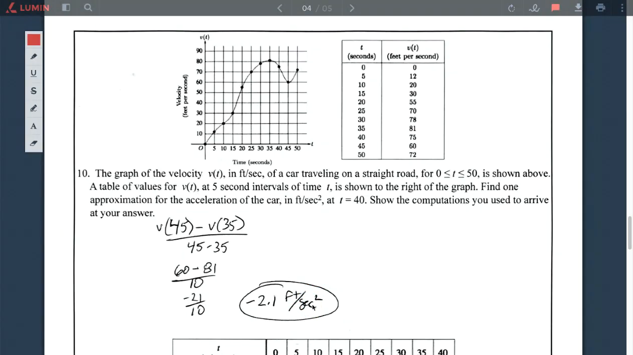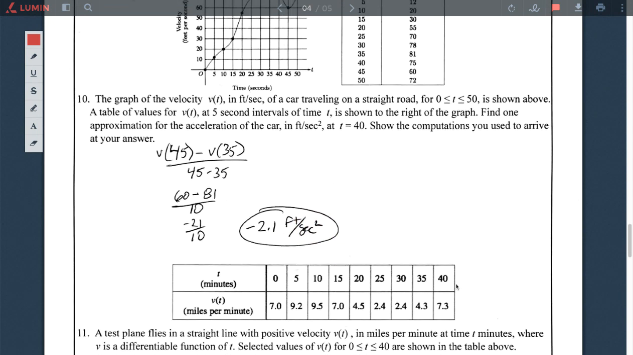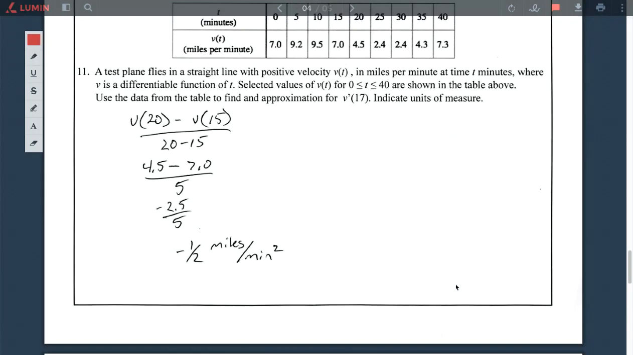Again, as I always say, units are your best friend, so we want to make sure we did our units right. We wanted to get feet per second squared. Notice velocity is on the top, which is feet per second. I have time on the bottom, which is seconds. So if I have feet per second over seconds, that gives me feet per second squared. That just double checks that I did that correctly.